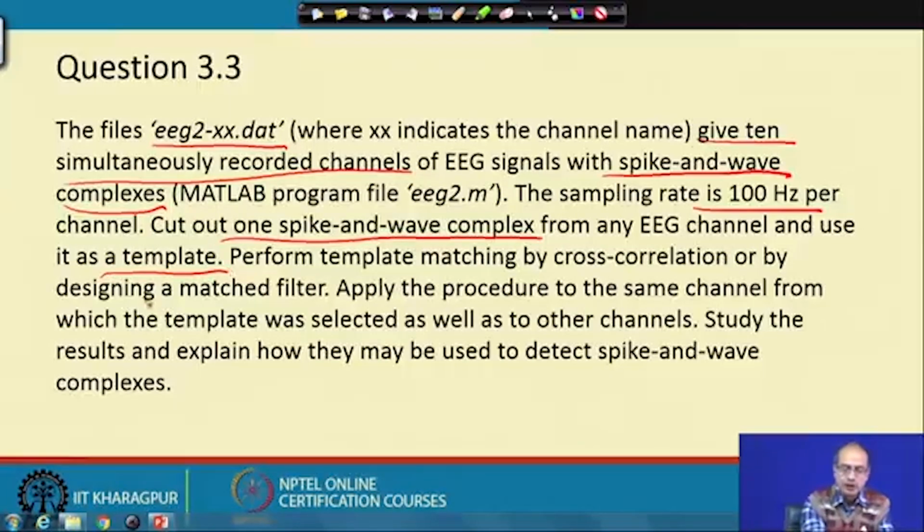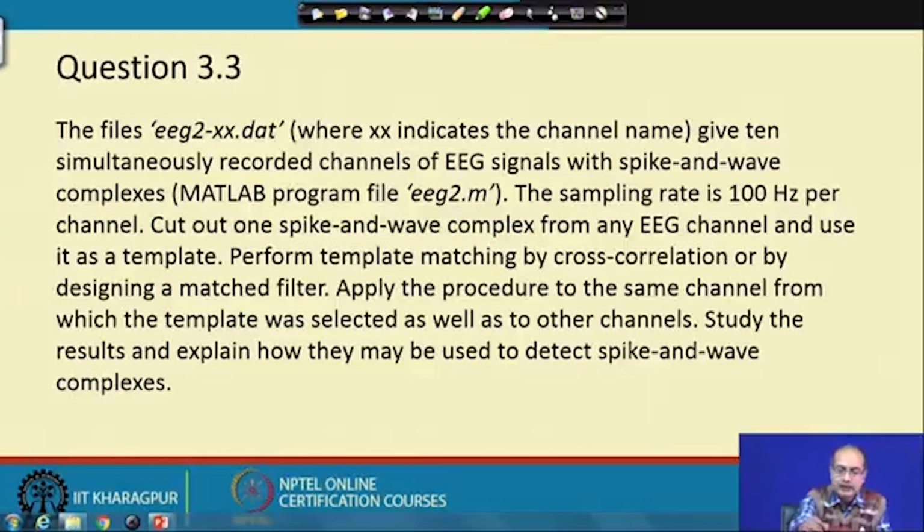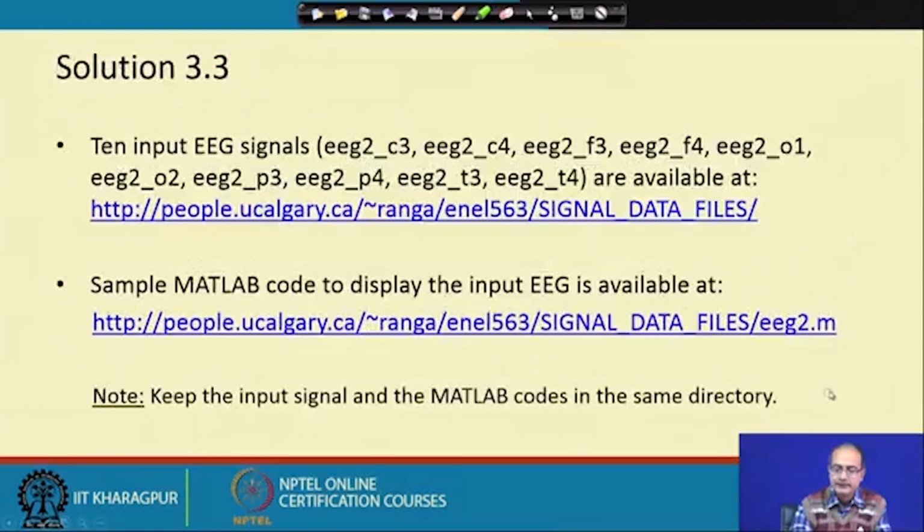and we have to use cross correlation or we need to use a match filter. In this case we will take a match filter, because we have already seen how to use the cross correlation in the previous problem, and we apply the procedure in all the channels and study the result to detect the spike and wave complexes. Okay, so let us see how we have to proceed for that.